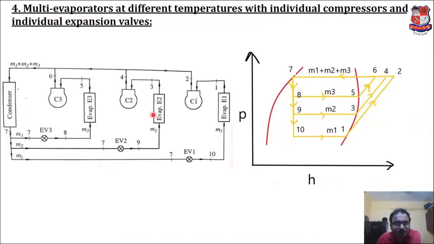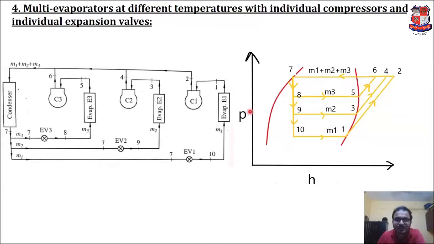And then if we discuss mass M1, from point 7 to point 10 we have expansion in EV1. So from 7 till point number 10 we have the total expansion of mass M1. Then from point 10 to point 1 is the evaporation which happens for mass M1. Then 1 to 2 is our usual compression process, which is happening here.